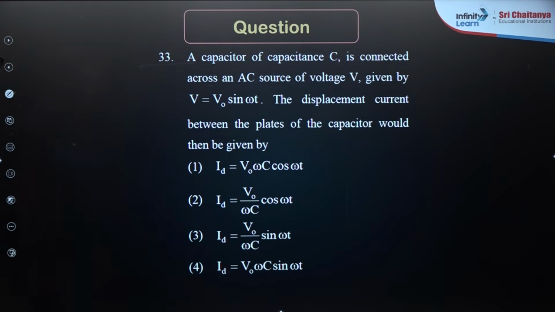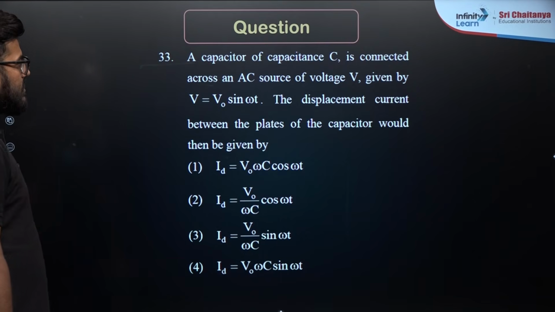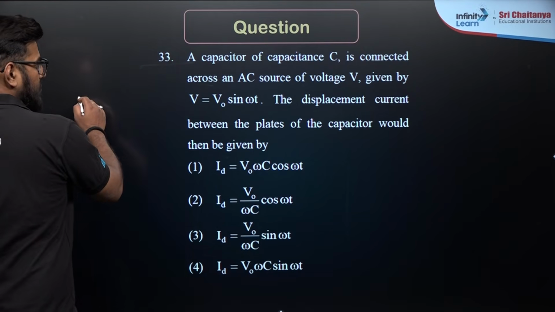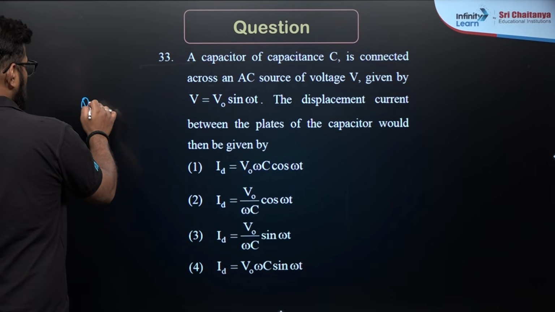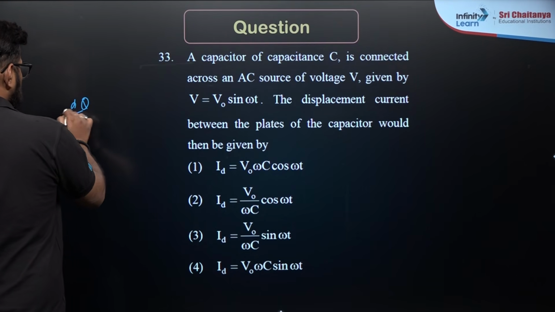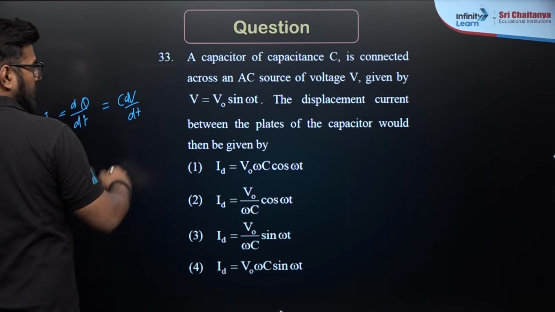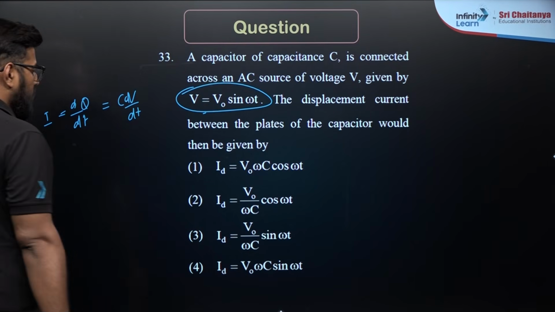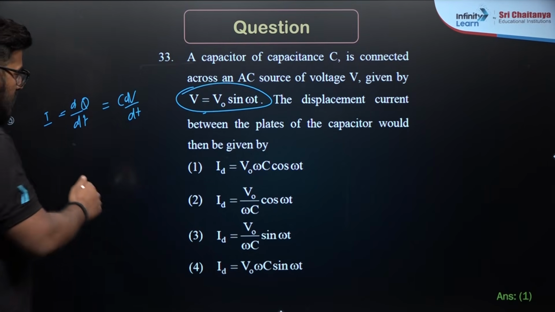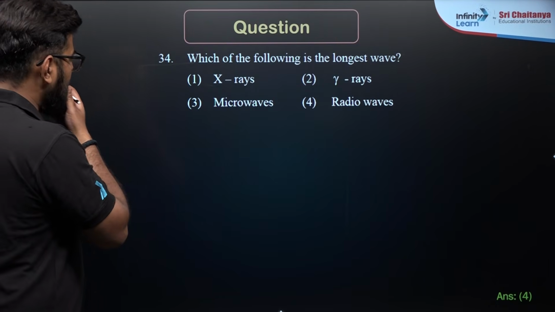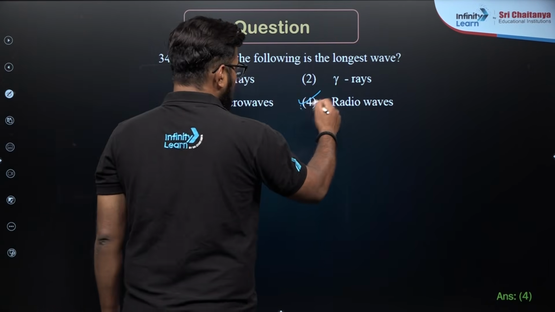Option number 3. A capacitor of capacitance C is connected across an AC source of voltage V given by V equals V0 sin omega t. The displacement current is? The displacement current over here is dq by dt, which is C into dV by dt. You can differentiate it, get the value. That's going to be the displacement current. It's going to be option number 1. Moving ahead, which of the following is the longest wave? So between them, radio waves are the longest waves.